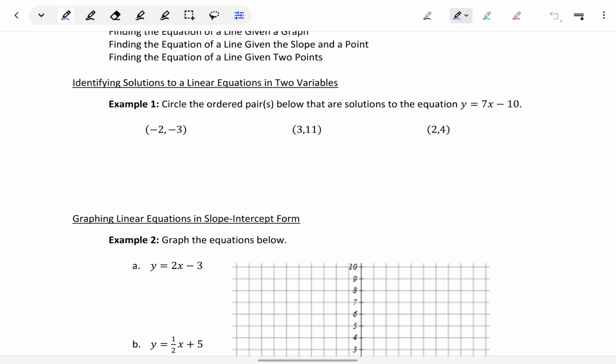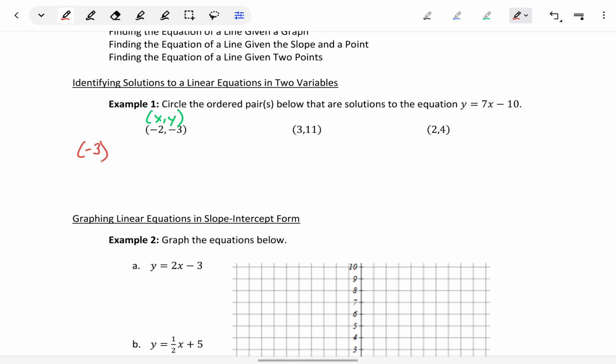In example 1, we have 3 different ordered pairs, so each of these is an xy ordered pair. So the first value represents our x coordinate, second value represents our y coordinate. We want to determine which ones are solutions to the equation y equals 7x minus 10. To determine that, we're going to take each x and y value and substitute them into the equation y equals 7x minus 10. We'll start with the point -2, -3.